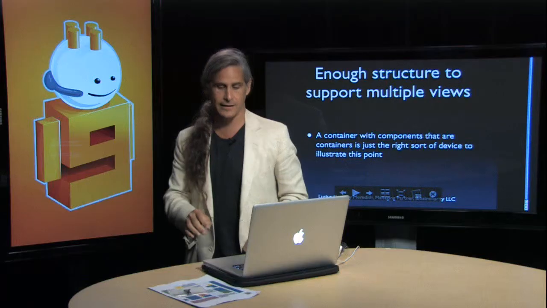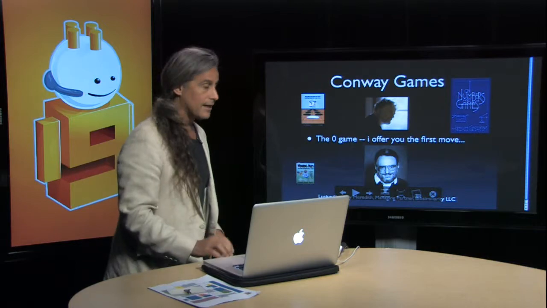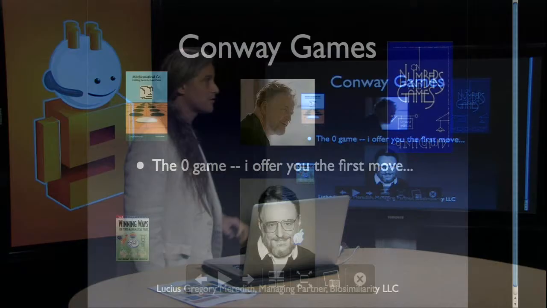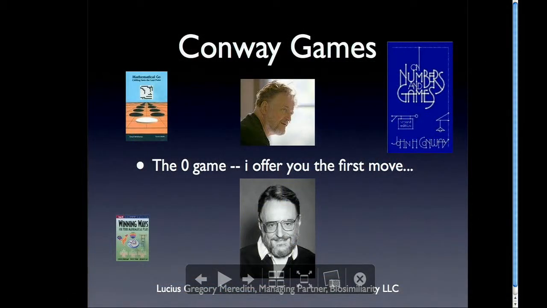Cool. All right, so let's take a look at that in more detail. It turns out that a structure that has exactly this shape and minimally this shape is something known as Conway Games. So this fellow here is John Horton Conway. He's one of the most amazing mathematicians of the last century and this century. He's still alive.